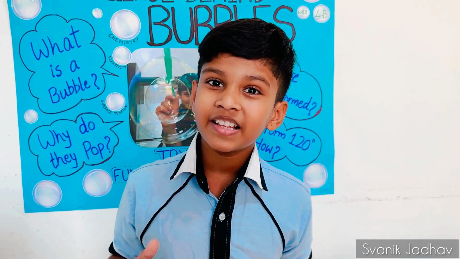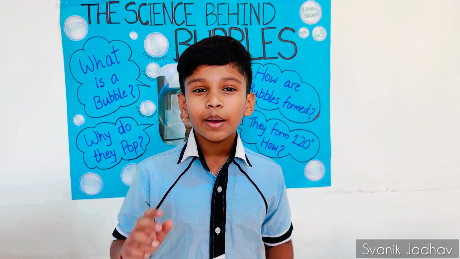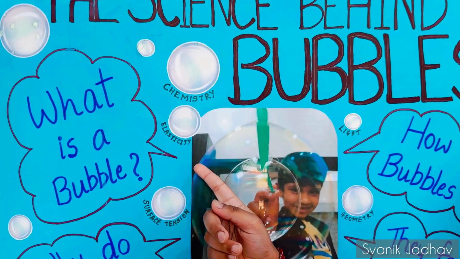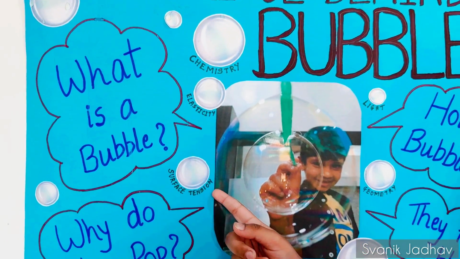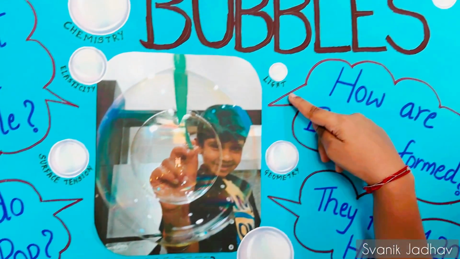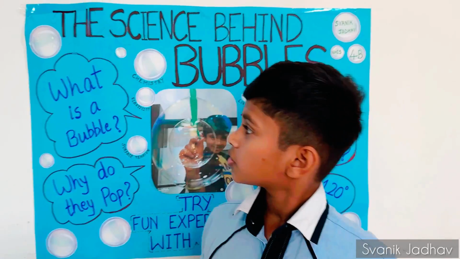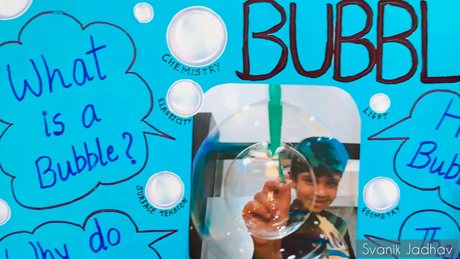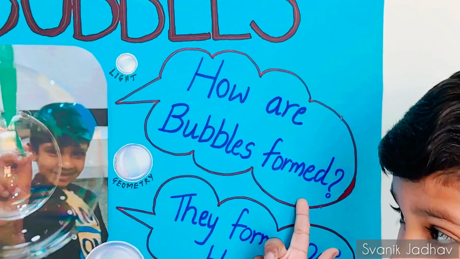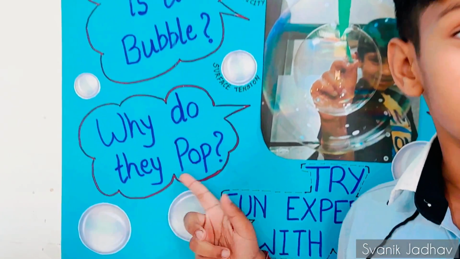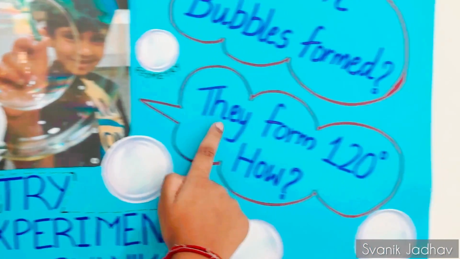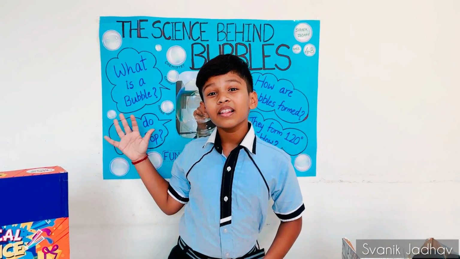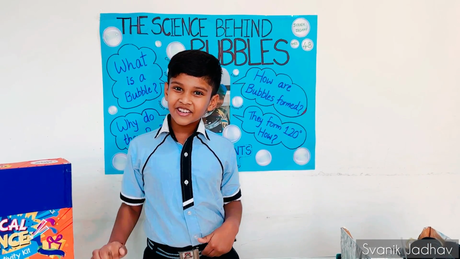Science concepts as well as mathematics. Some concepts are chemistry, elasticity, surface tension, light, and geometry. So have you ever wondered what is a bubble? How are bubbles formed? Why do they pop? And they form 120 degrees. But how? Let us get all the answers to these questions in this video.